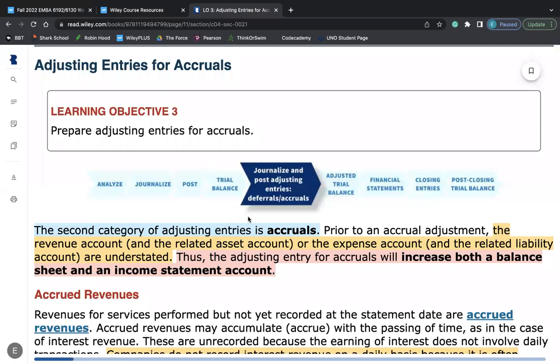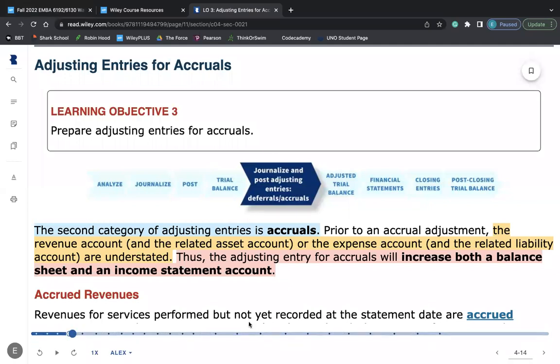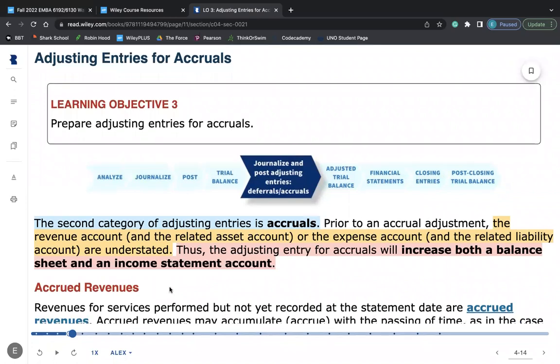All right, I had paused for a second. I'm back in effect. Now we're going to jump into adjusting for accruals.